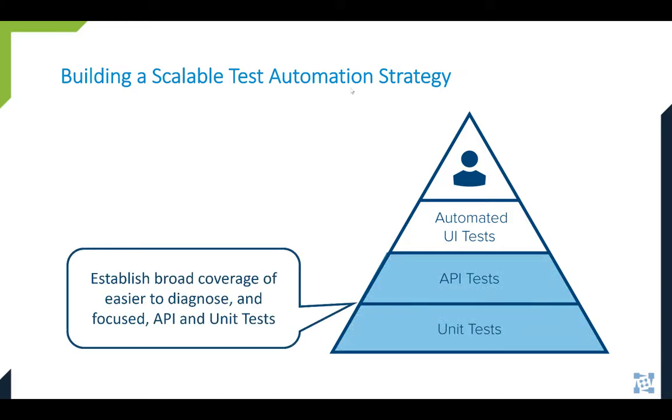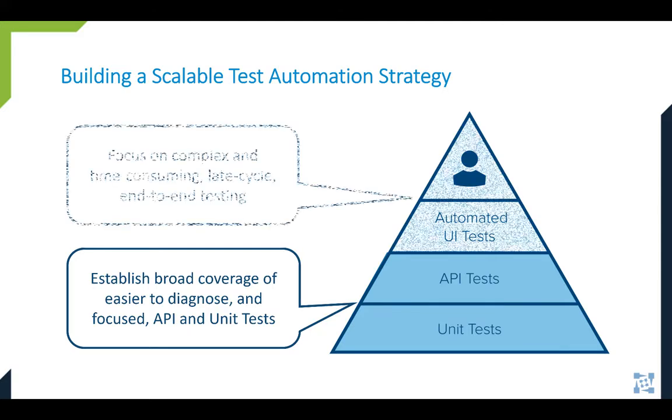At the base of the pyramid is a foundation of unit tests backed up by a solid set of API or service level tests. These tests are more efficient, so you should have more of them to achieve broad coverage. It's best if they are done earlier in the SDLC because they're easier to automate, understand, and ultimately easier to diagnose any root causes of test failures.